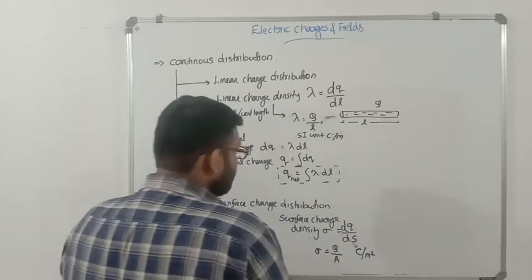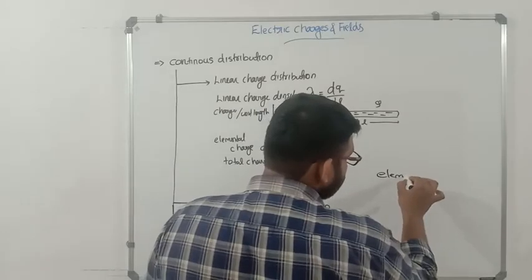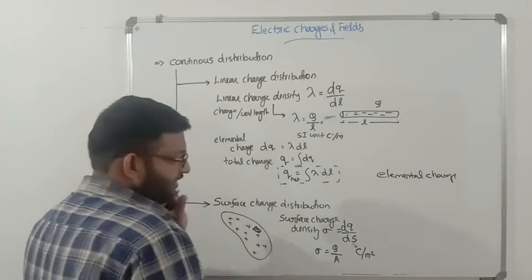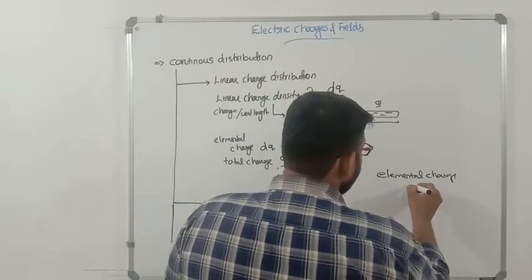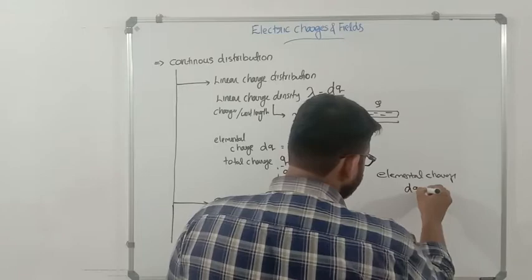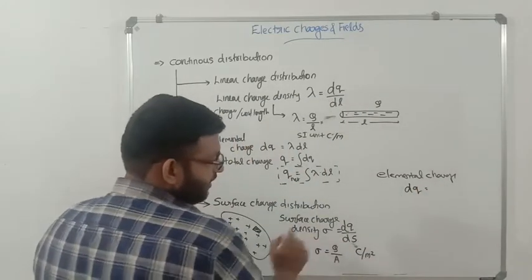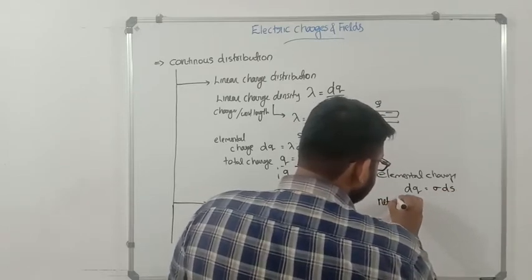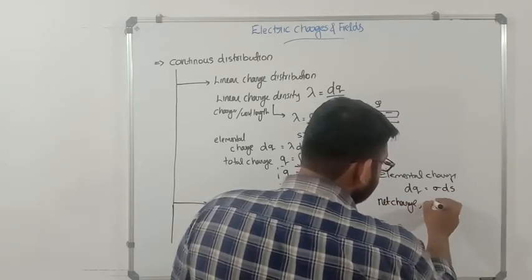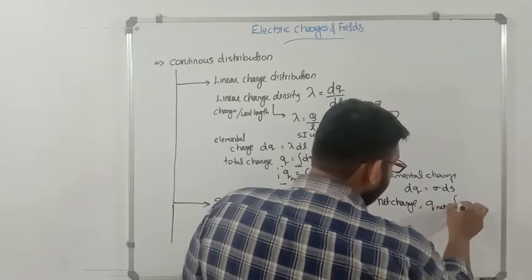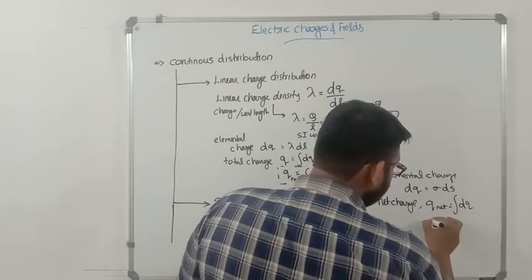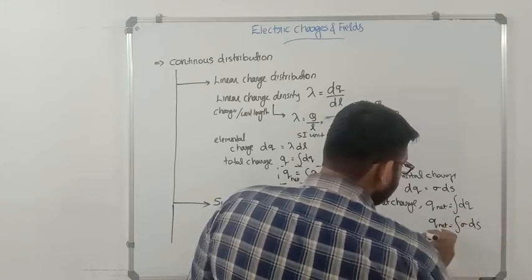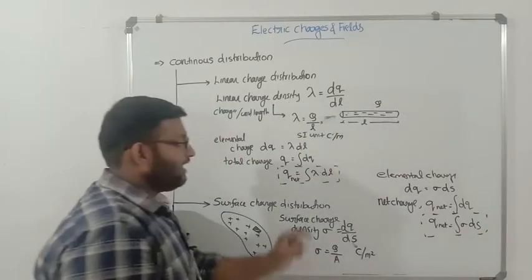And the total charge in a system: the elemental charge, that is, the charge present in a small region, is dq. dq is equal to, if you multiply by this ds over here, sigma times ds, right? Then the net charge or total charge can be written as Q net. It is the integral of dq. If you integrate this function, you find the integral of sigma into ds. And this is how you represent charge on an area.